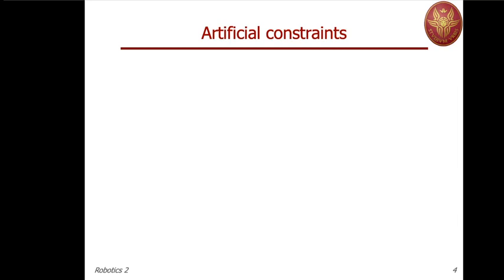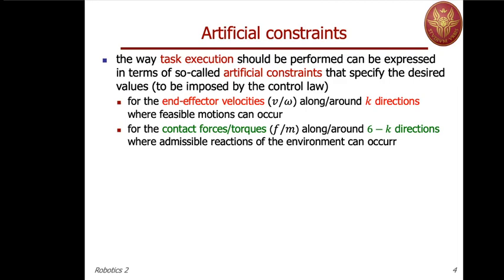Now, with this in mind, there are also artificial constraints in this framework. Now, this term, artificial constraint, as I said, may be misleading because they are in fact a way in which some researcher, in particular Mason, treated the problem of control.